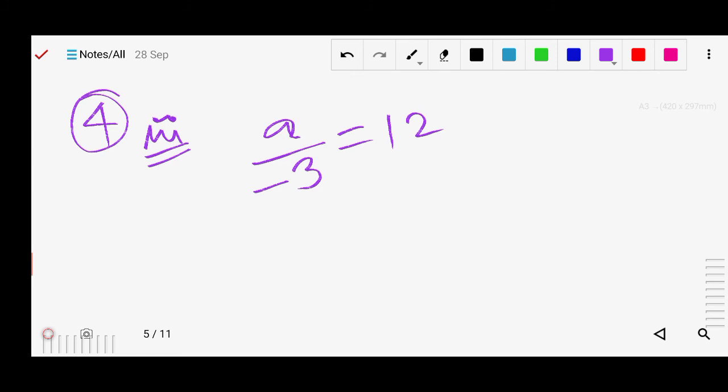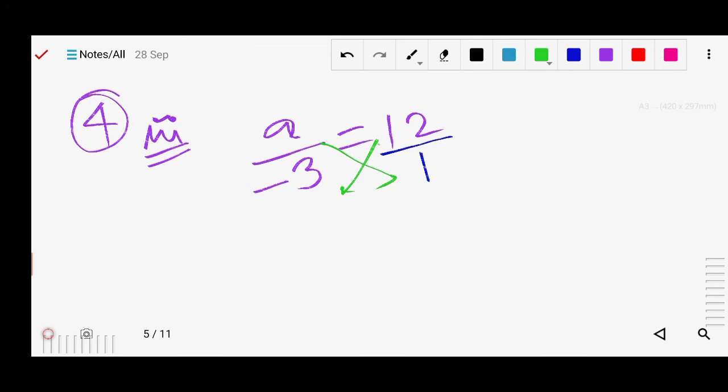So here you can check that 12 is the whole part. You can also change it into a fraction, you can write 12 by 1. Now we can do the cross multiplication, because we know that if both the left hand side and the right side of the equation are in fraction form, we can multiply crosswise.